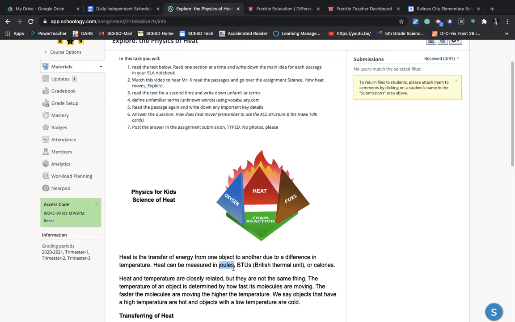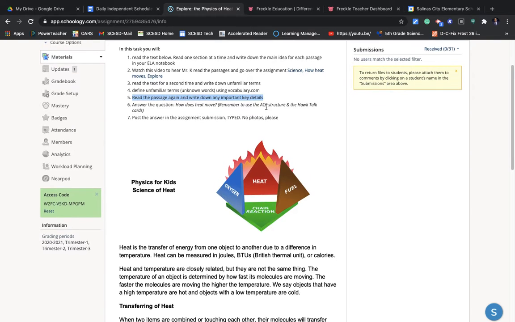These aren't joules that you wear. So maybe write down joules, and the definition is a way of measuring heat, right? Heat can be measured in joules. So joules, BTU, or calories are all different ways of measuring heat. Okay, so the third read, we're going to read the passage again and write down important key details that support the main ideas.